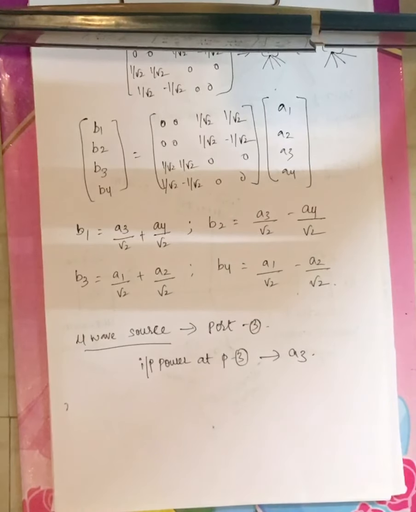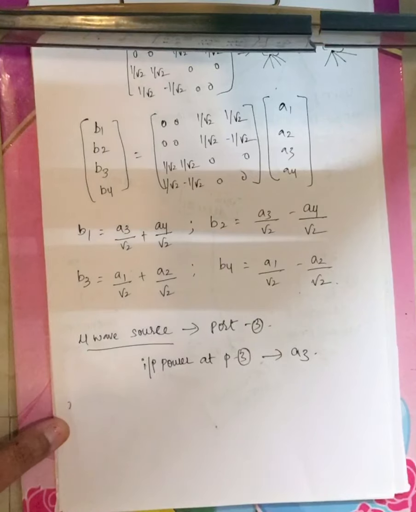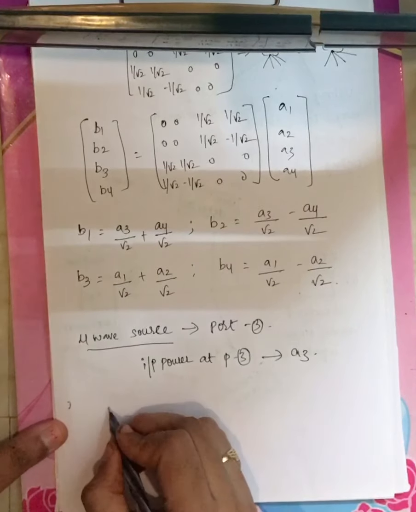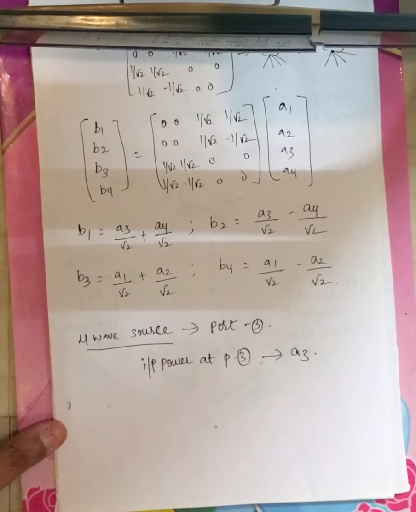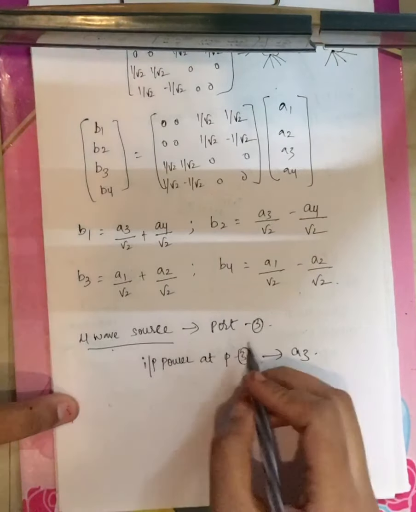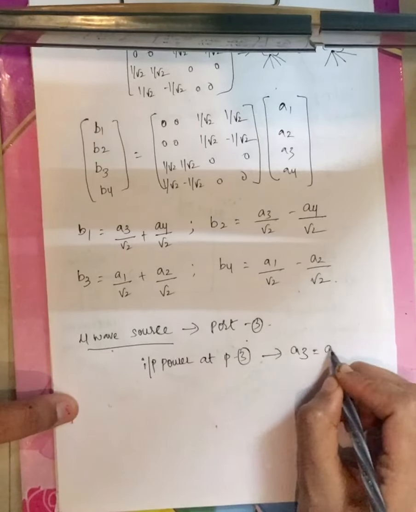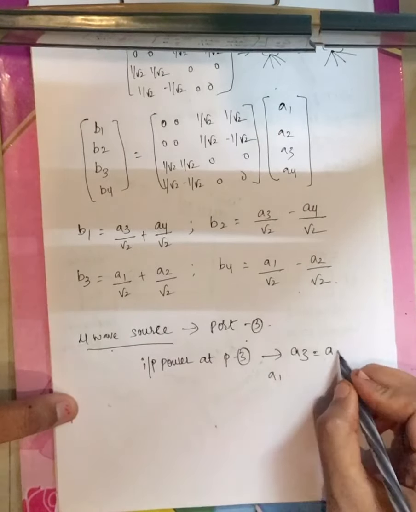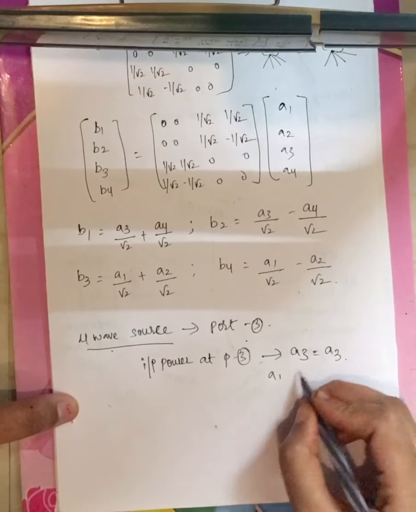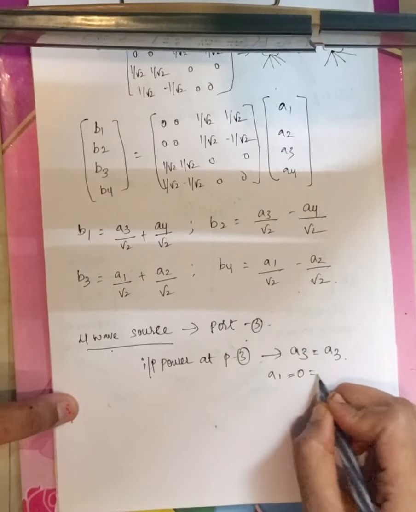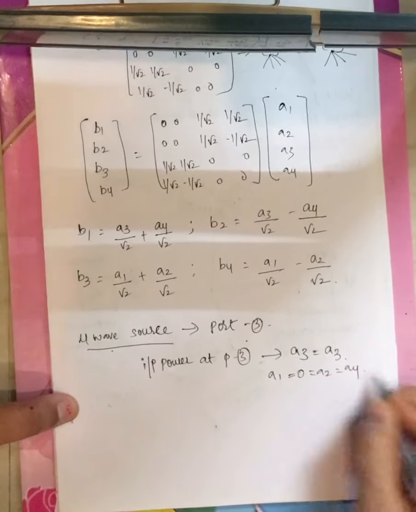Now if I give input power from port 3, where will you get output? Port 3 is nothing but your H-arm, right? If I give input power from port 3, you will get output at port 1 and port 2, right? The microwave source is connected to port 3 only, right? That's why A3 equals A, consider A3. Now A1 equals 0, A2 equals 0 and A4 equals 0.